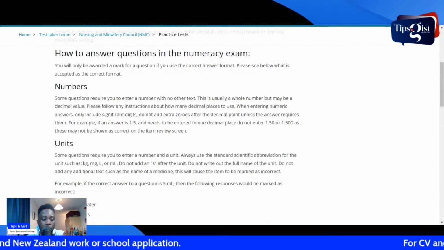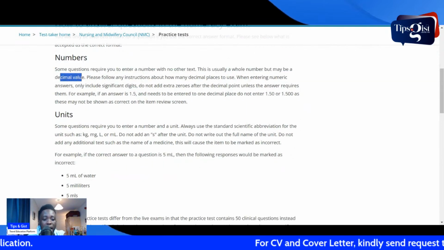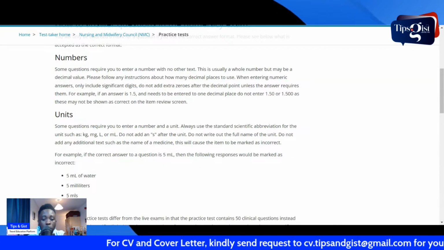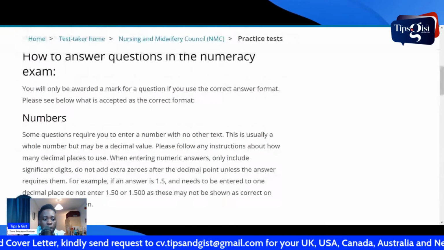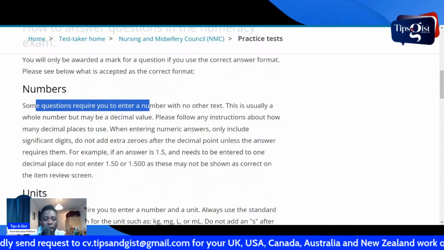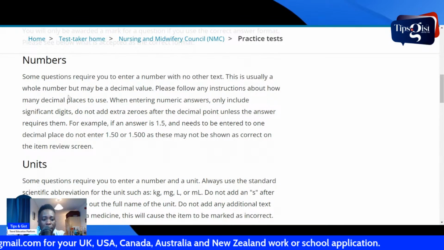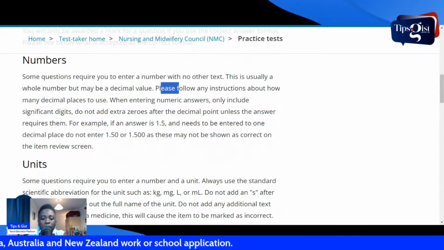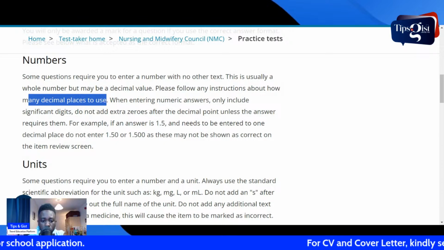The numeracy, you are going to target numbers, right? So if you read here, they are saying that some questions require you to enter a number with no other text. Let me just zoom for you guys to see well. This is usually a whole number, but may be a decimal value. Please follow the instructions about how many decimal places to use.